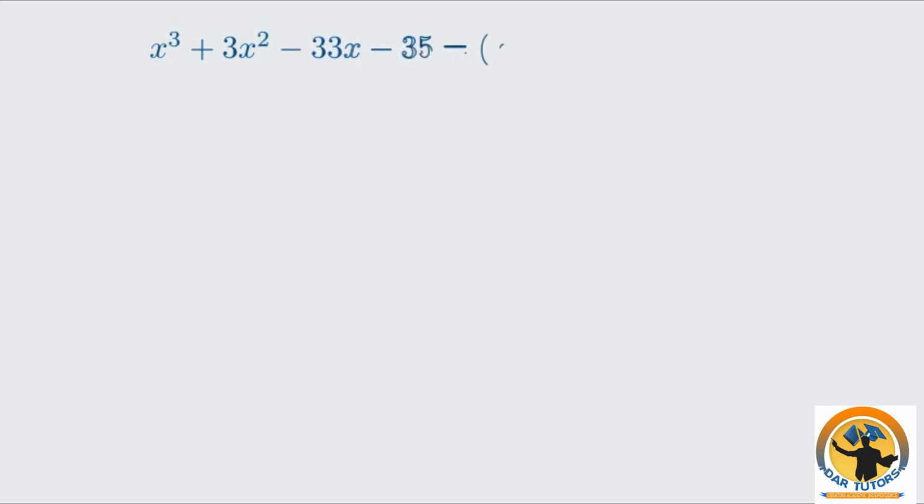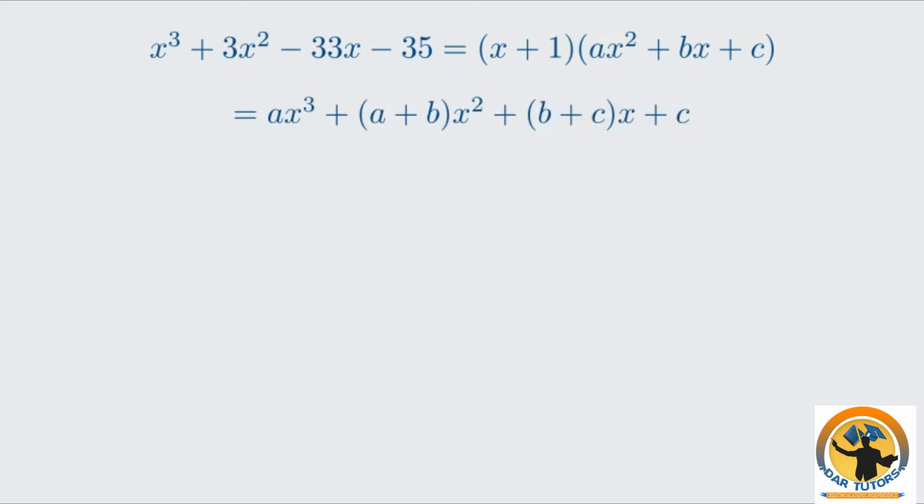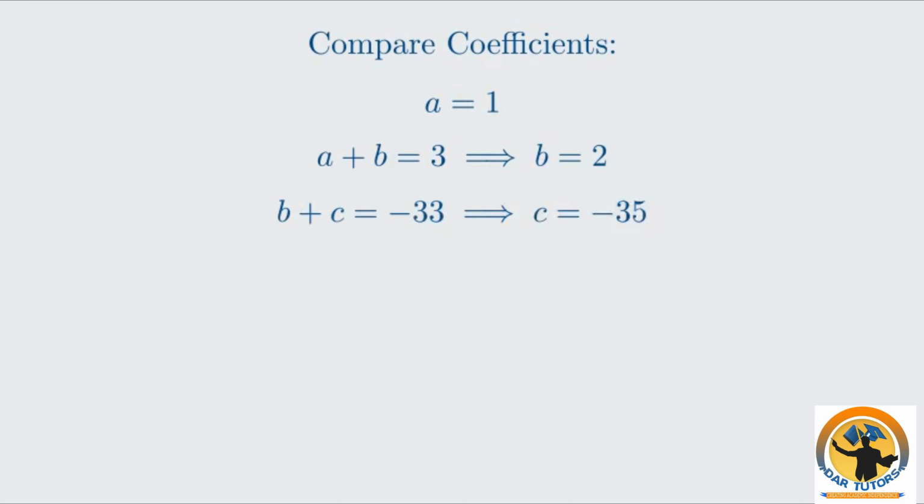We can write the cubic as the product of x plus 1 and a general quadratic, ax squared plus bx plus c. Expanding the right side gives ax cubed plus (a plus b)x squared plus (b plus c)x plus c. Comparing coefficients, we find a equals 1, b equals 2, and c equals negative 35. So the remaining quadratic factor is x squared plus 2x minus 35.